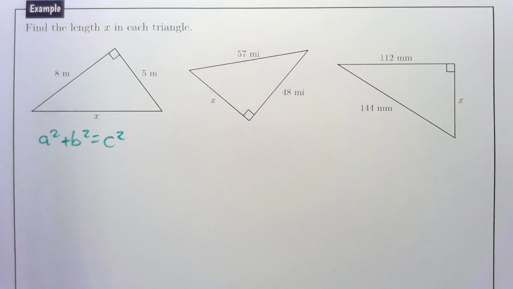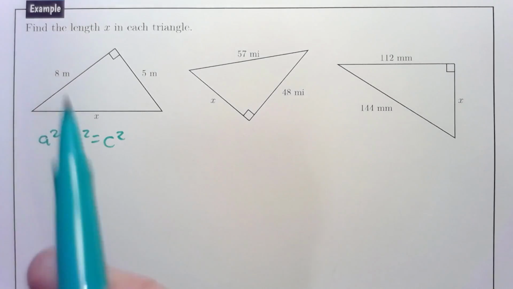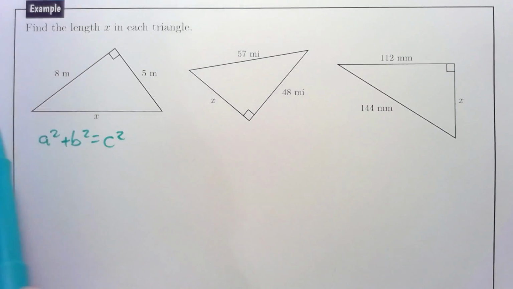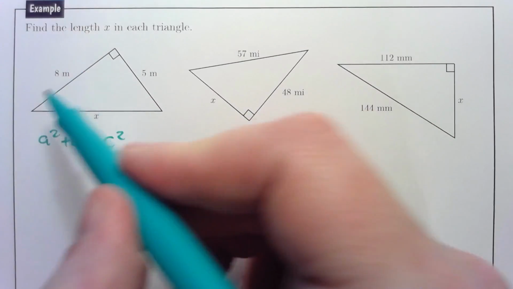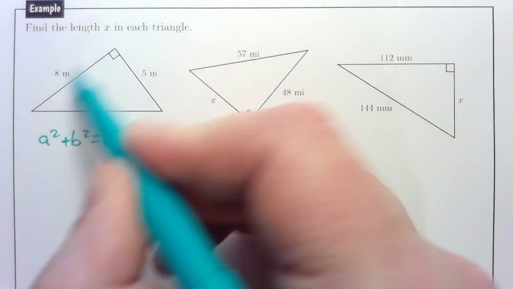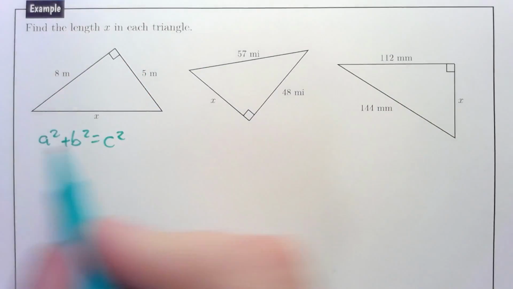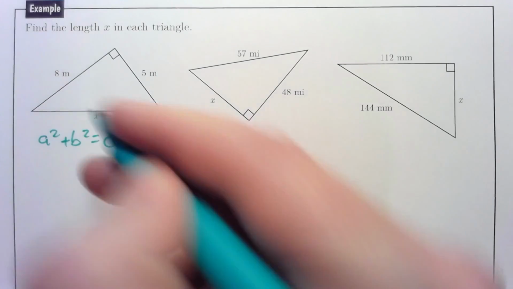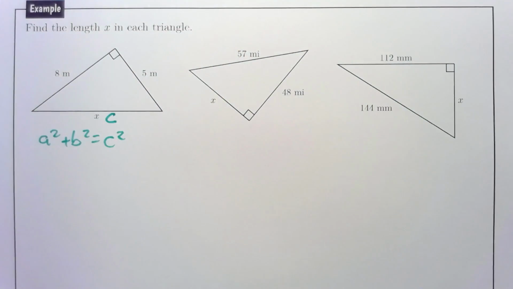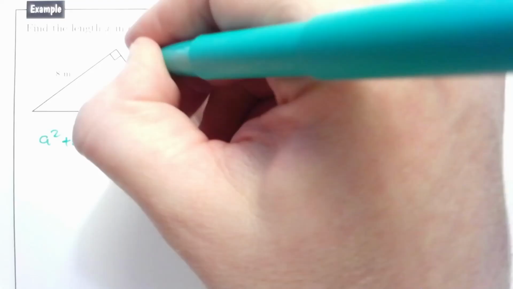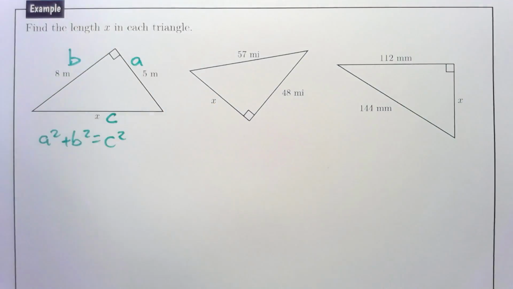Now c is the hypotenuse, and previously we chose the longest side to be the hypotenuse. But if this length is x, we don't know what that is yet, so it could be the longest side, or it might not be. Well, remember, there's another way to tell which side is the hypotenuse. It's the two legs that are adjacent, or next to our right angle, and the hypotenuse, which isn't. This side here doesn't touch the right angle, so that has to be C. The other two sides are A and B, and we can label them in whichever order we want.